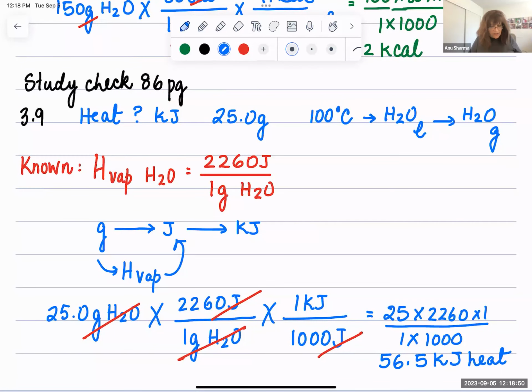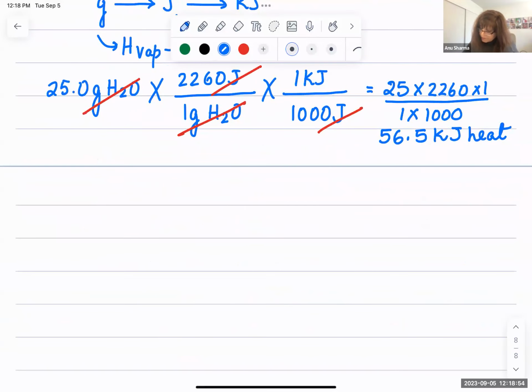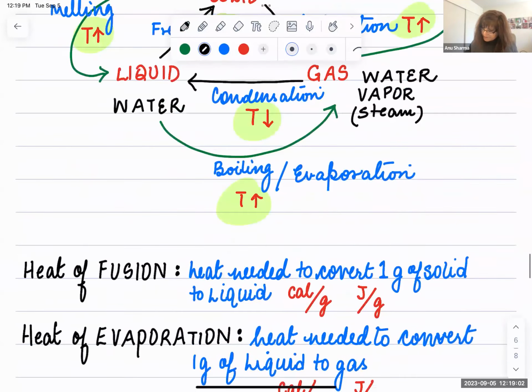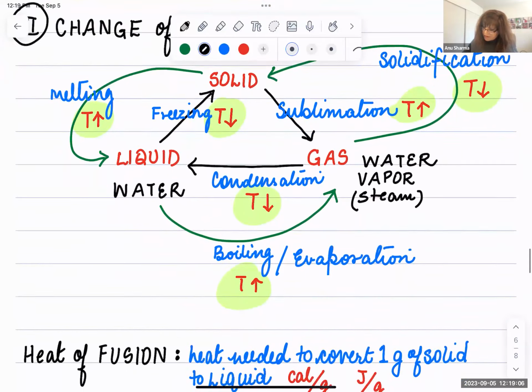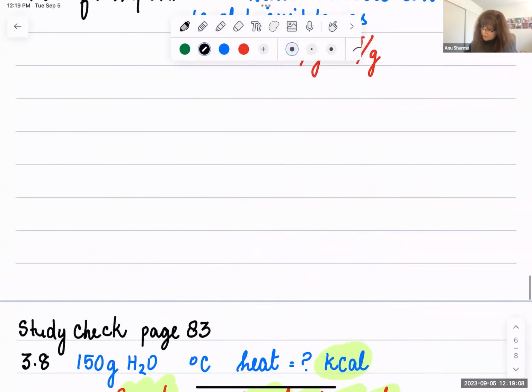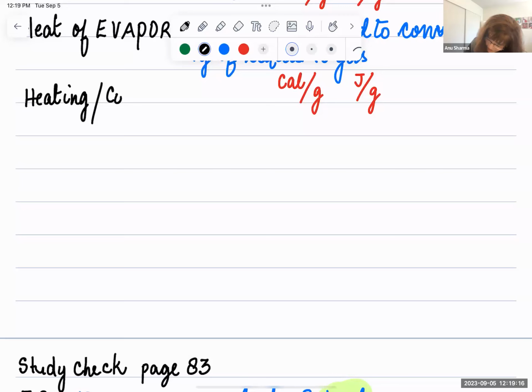The next is the heating and the cooling curve. So the next is heating. Let's just do it here. So this one was change of state 6. So I can just show it here, the heating and the cooling curve. It's not that hard. Heating and cooling curve.